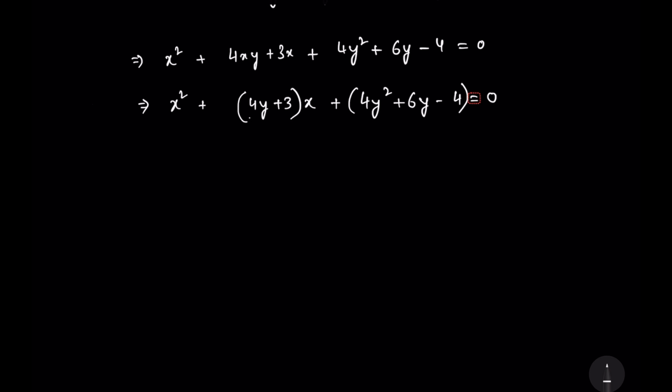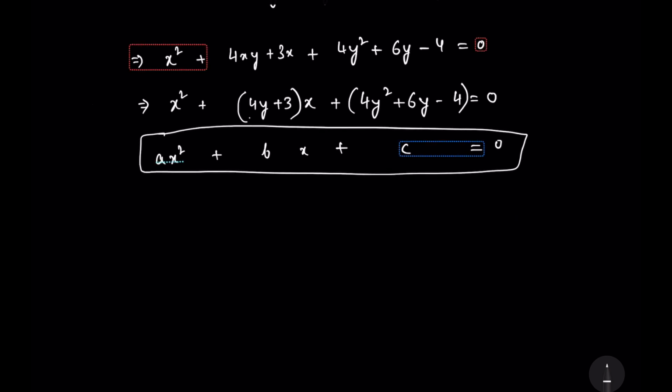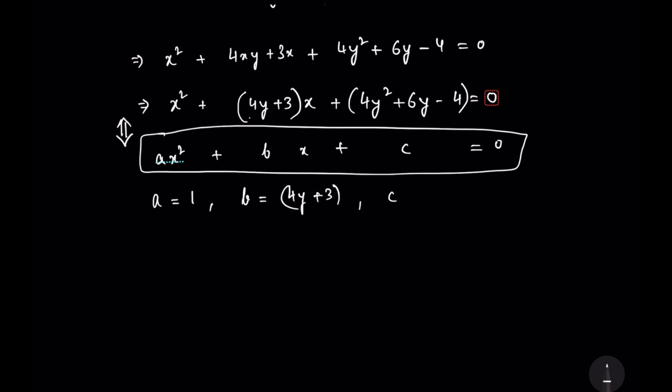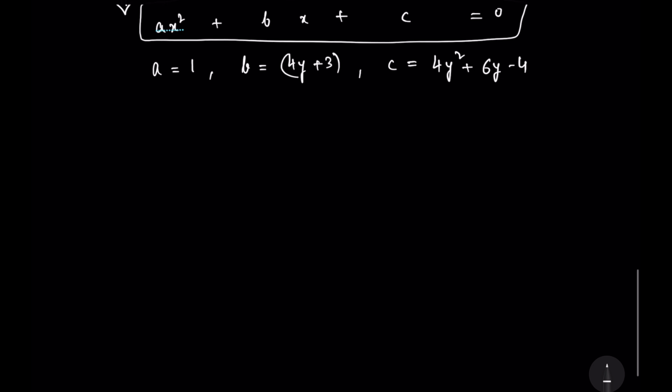So basically, the value of a is 1. I'm comparing this with ax square plus bx plus c is equal to 0. I am comparing both of these, right? So I get a equals 1, b equals 4y plus 3, and c becomes equal to 4y square plus 6y minus 4. Correct, students?